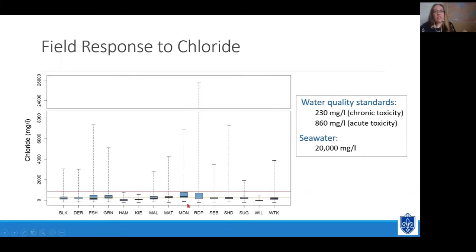And note that several sites have maximum concentrations that are approaching 8,000. And one site even had a maximum concentration of over 25,000, which puts it well above what you would find in the ocean.